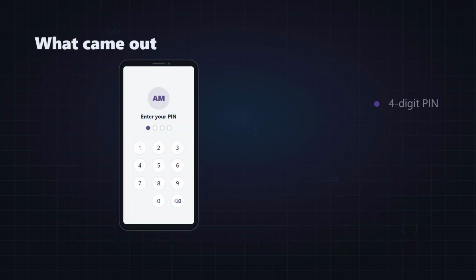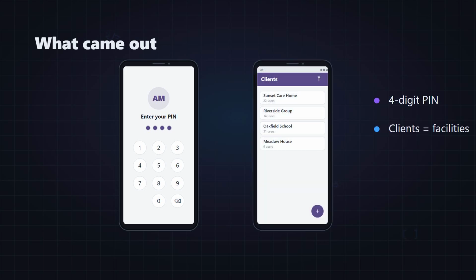You open the app, you get a PIN screen. Four digits, and you are in. Then you are on the client screen, which is your list of facilities. Tap the plus to add one. Tap any row to open it. And inside a client is its own list of users, the patients you see at that facility. You can add them one by one, first name and surname, and edit or delete them later.